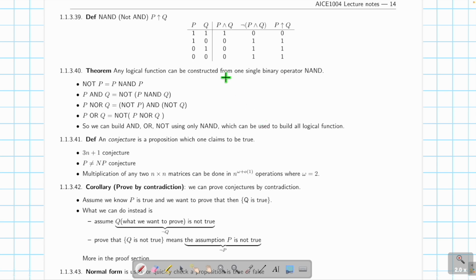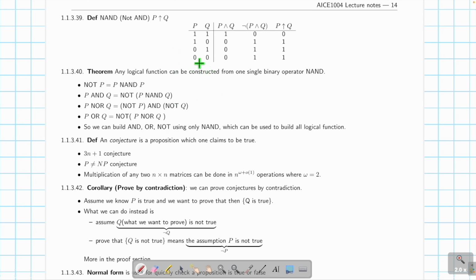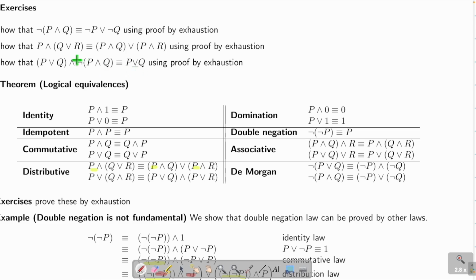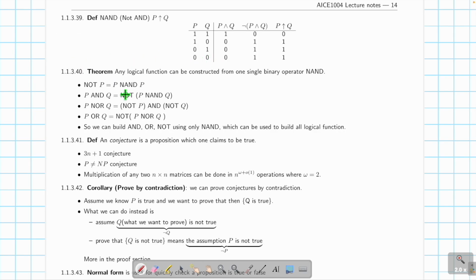Here's another example. You have something called NOT N. What's NOT N? You just have an N, and put a NOT. And now I don't want to write so many symbols. I'm lazy. I just write this double arrow on top. Yeah, that's it. And here's a funny thing. Previously, I said that you can prove that this is equal to this, and this is equal to this, by exhaustion. You can also do the same thing. NOT P is the same as P NAND P. And P AND Q is the same as NOT (P NAND Q).